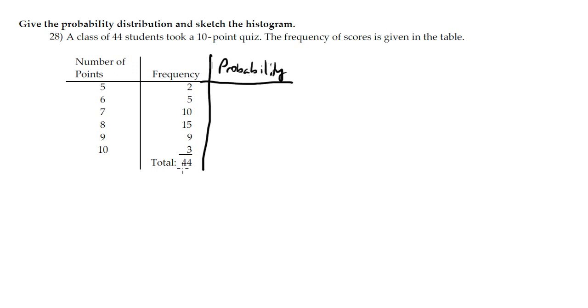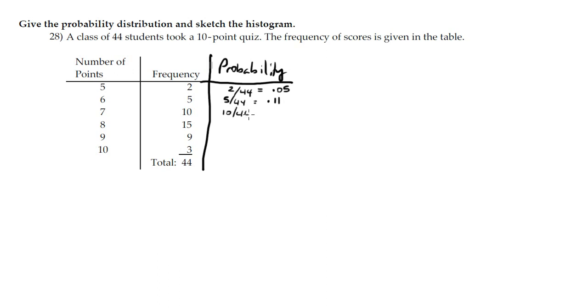So there are 44 students that took this quiz in total. 2 of them scored 5 points, so 2 out of 44. This table is not very conducive for writing fractions, so 2 out of 44. Now, if I was to convert that fraction to a decimal, that's approximately 0.045454545, so 0.05. 5 out of the 44 scored 6.